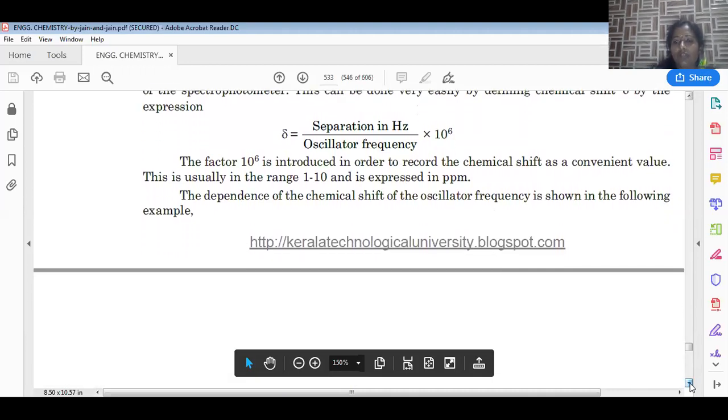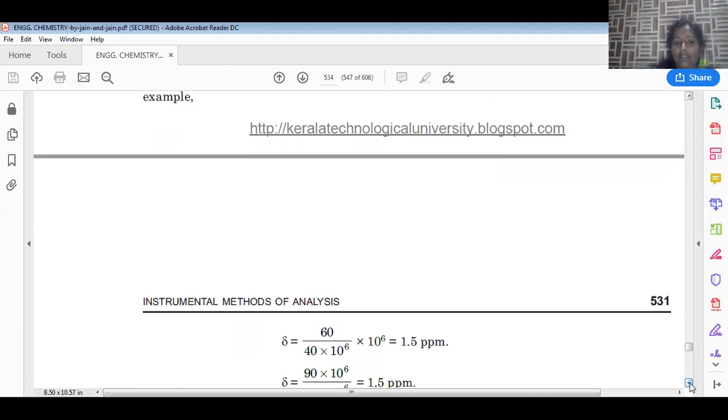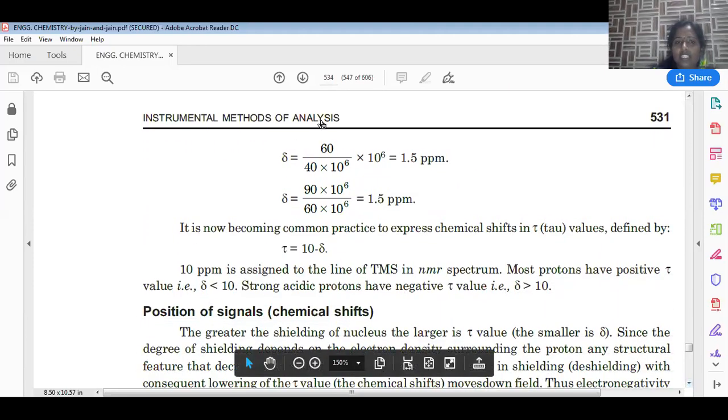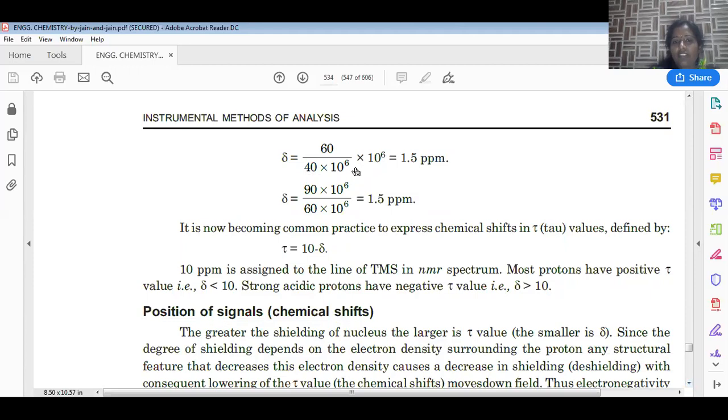Chemical shift values or frequency are shown in the following example. For example, the observed chemical shift is at 60, divided by 40 into 10 to the power of 6, where 40 is the oscillator frequency. When applied, the 10 to the power of 6 gets cancelled, and we get 1.5 ppm. The signal appeared at 1.5 ppm. This indicates that the given compound has a functional group which appears at 1.5 ppm. In this way, we can calculate manually. Otherwise, the instrument will give it directly.